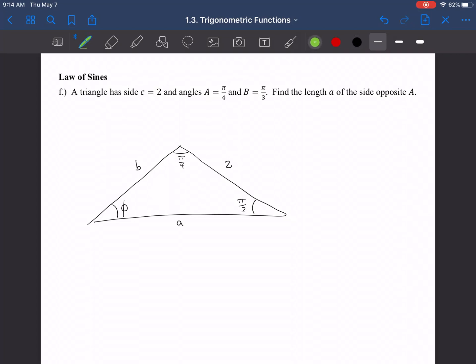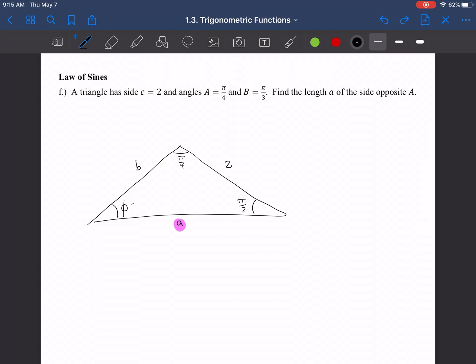What we're trying to do is find this one right there, okay? And so we can set this up and go through and try to solve it. So what we've got to do is basically set up our ratio. We can go ahead and find what phi equals first. That's the first thing I need to do.